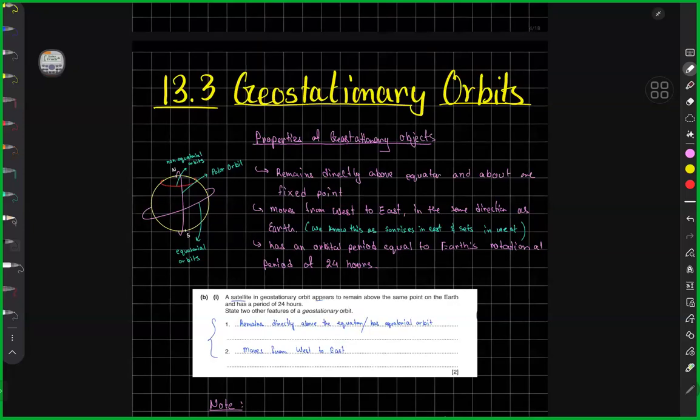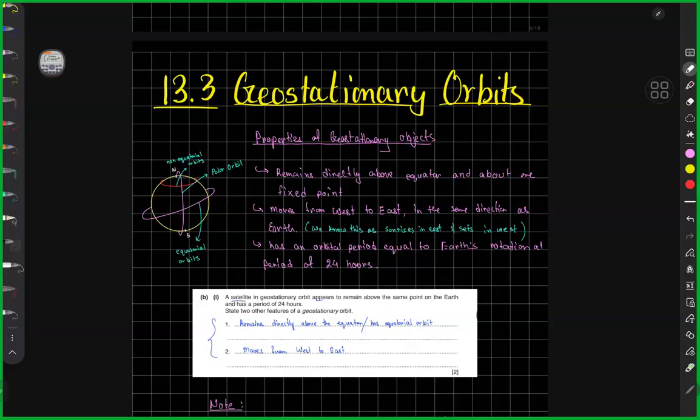What are the properties of a geostationary orbit? Till this point, you have some idea of a geostationary orbit, right? 24 hours along the equator. That's the geostationary orbit. Okay? The properties of a geostationary orbit, let's read.